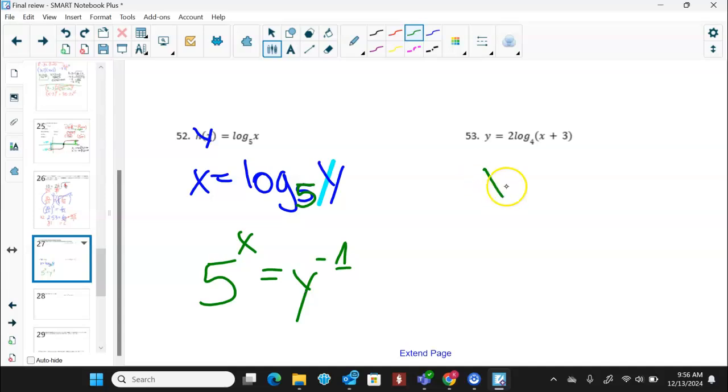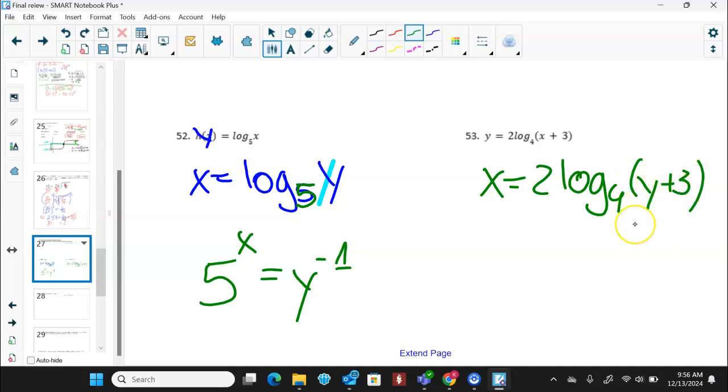Now 53, x equals 2 log base 4 of (y + 3). You switch y and x. Okay. Now you do not touch the 3. The 3 is in a parenthesis here, so it belongs to the log. But what doesn't belong to the log is the 2.